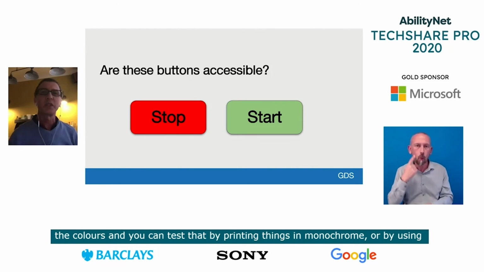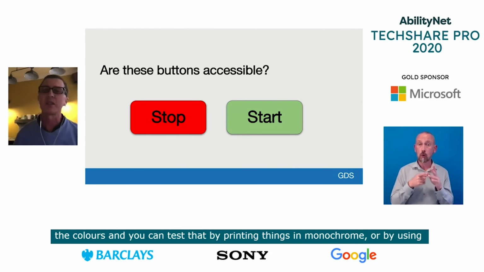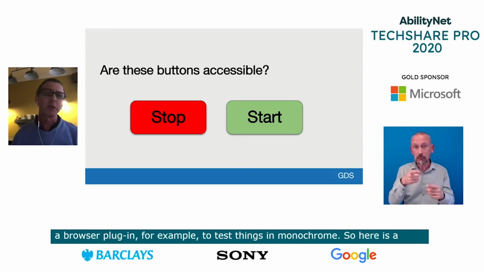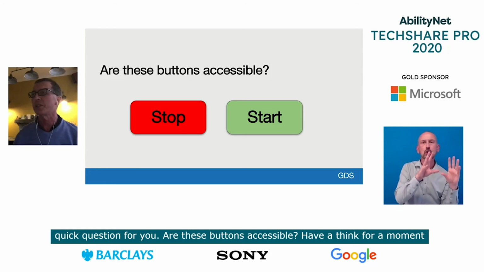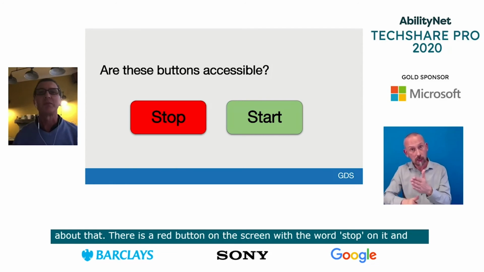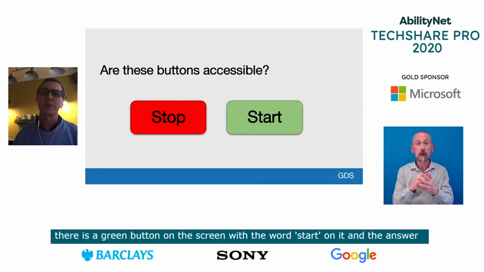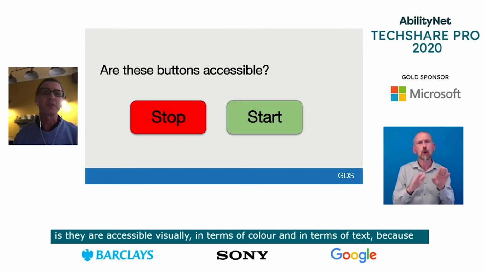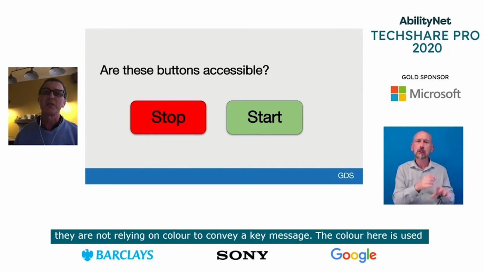So here's a quick question for you. Are these buttons accessible? Have a think for a moment about that. There's a red button on the screen with the word stop on it, and there's a green button on the screen with the word start on it. And the answer is they are accessible visually and in terms of color and in terms of text, because they're not relying on color to convey a key message. The color here is used for emphasis. So the red button says stop, the green button says start. So even if someone had a red-green color vision deficiency, they would still be able to distinguish these.